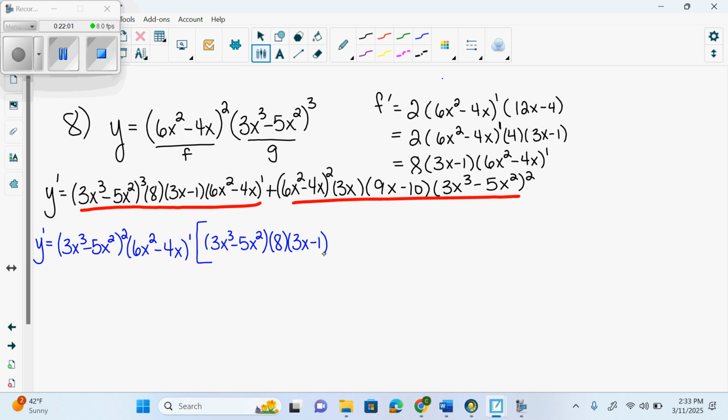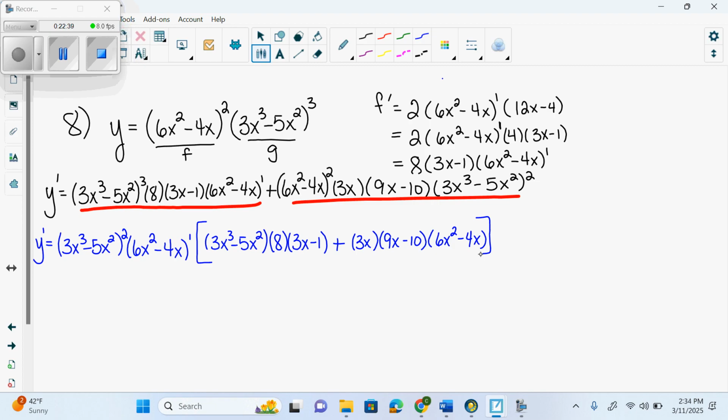The 6x squared minus 4x to the 1 I took out, so that's gone. Plus, then I look at my second term. I'm still left with the 3x. I'm still left with the 9x minus 10. This 6x squared minus 4x squared, I took out one of them, so I'm left with 1. And then the 3x cubed minus 5x squared to the 2, I took it all out, right? So I'm just left with that.